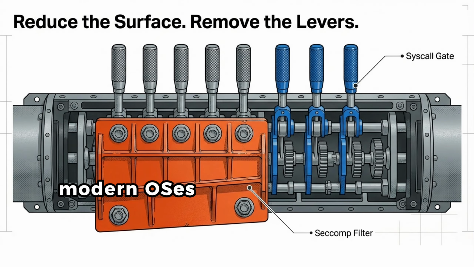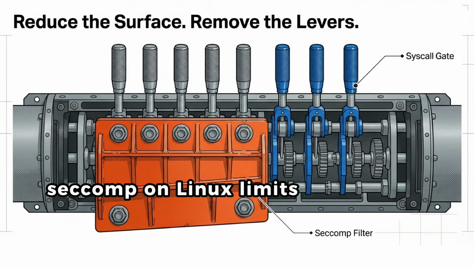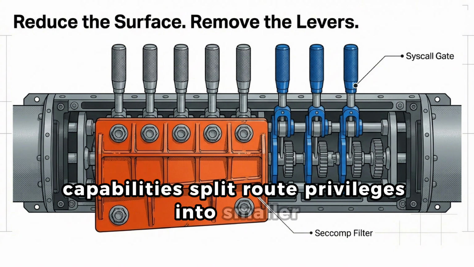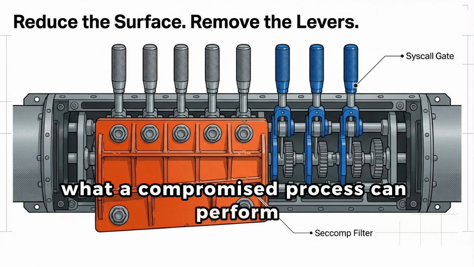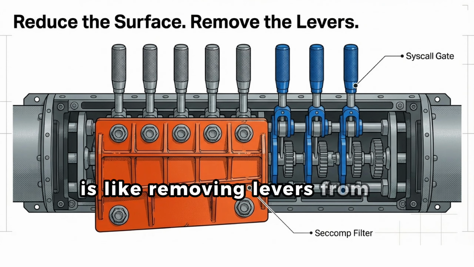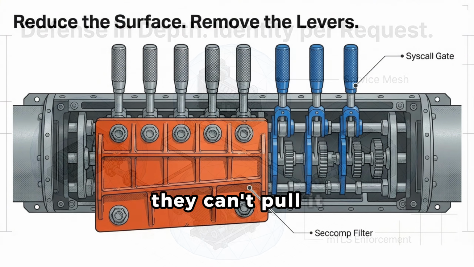Modern OS systems offer ways to shrink the surface. Seccomp on Linux limits the allowed system calls. Capabilities split root privileges into smaller, grantable powers, and container runtimes apply seccomp profiles to severely limit what a compromised process can perform. Mechanically, limiting syscalls is like removing levers from a control panel. If the attacker doesn't have the lever, they can't pull it.